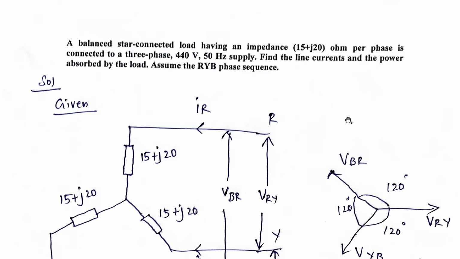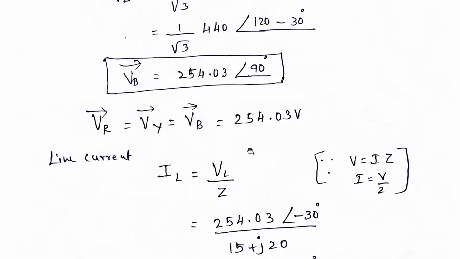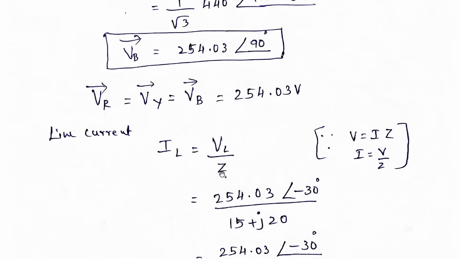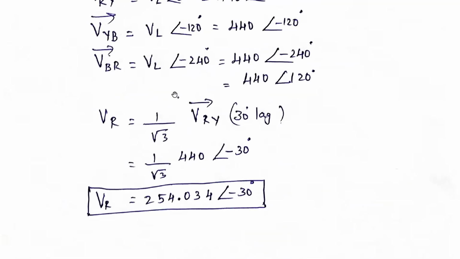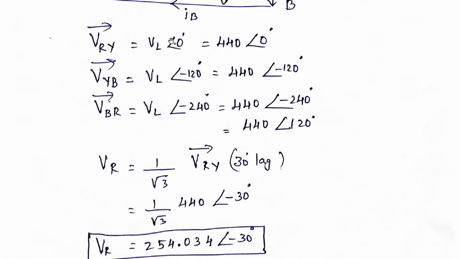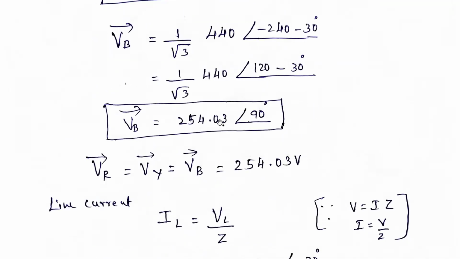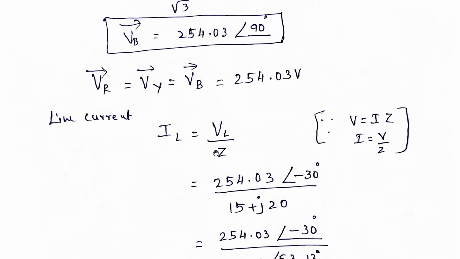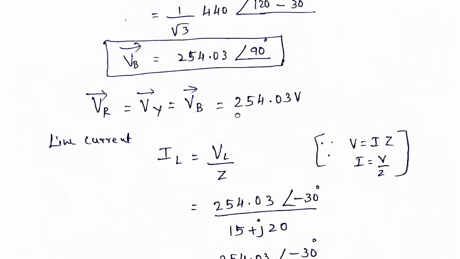Next we need to calculate the line current. For calculating line current, we need the line voltage divided by, sorry, the phase voltage, that is a magnitude, but this is the line voltage only. So VL at the angle of 0 degree, VL at the angle of minus 120, like that. So the line current IL is equal to VL divided by impedance Z. That is simple Ohm's law only. So VL is what we calculated.